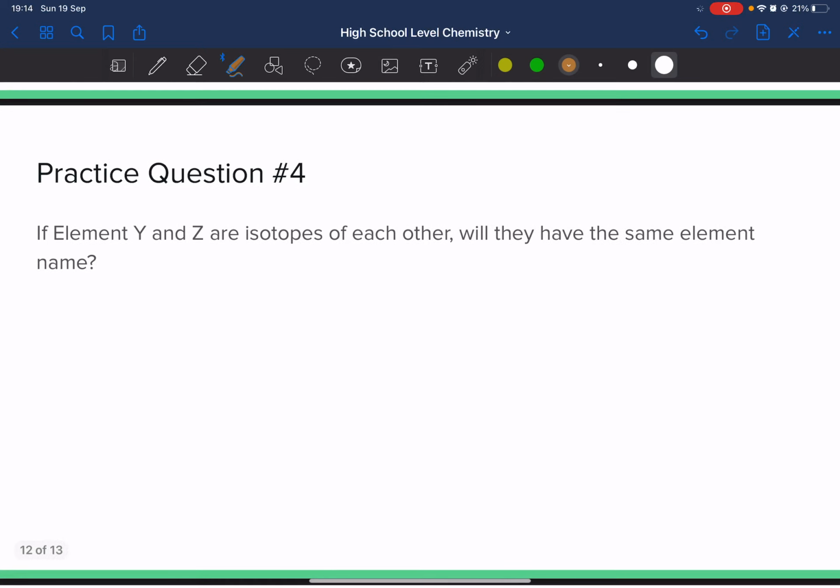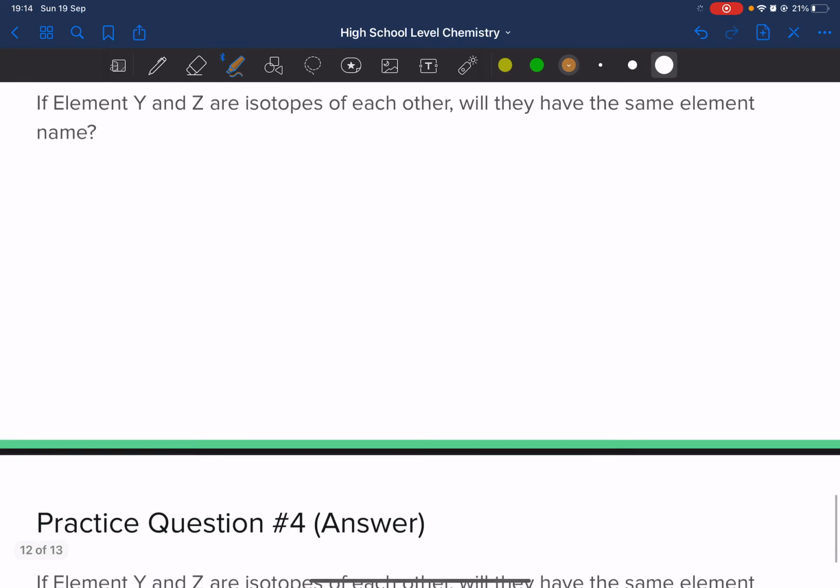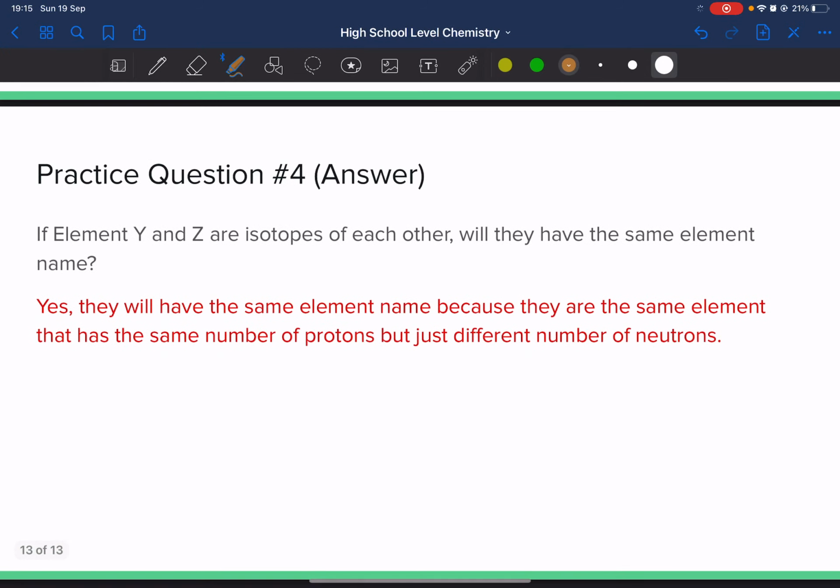So the last question is, if element Y and Z are isotopes of each other, will they have the same element name? So if they are isotopes of each other, they will have the same element name because they are the same element that has the same number of protons but just different number of neutrons.